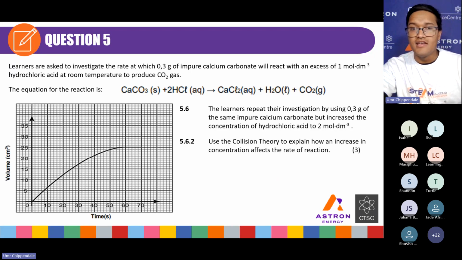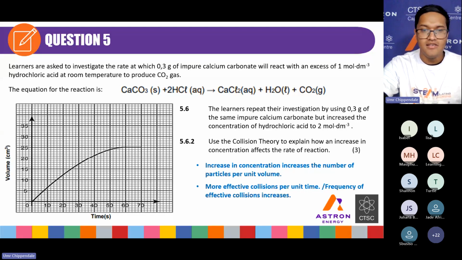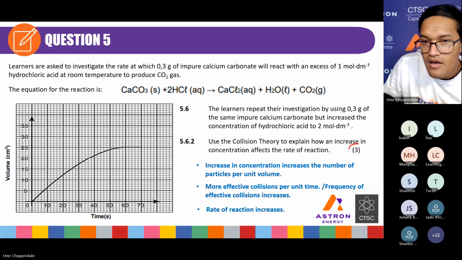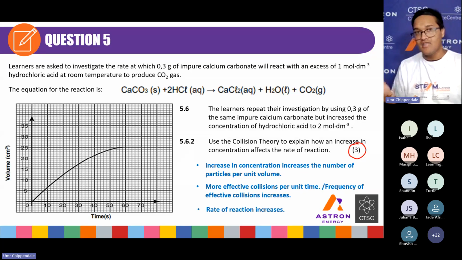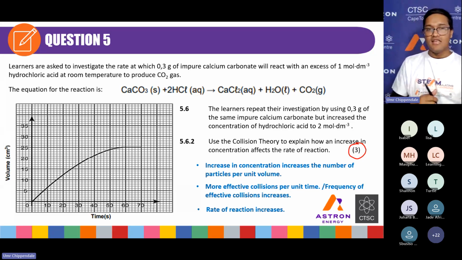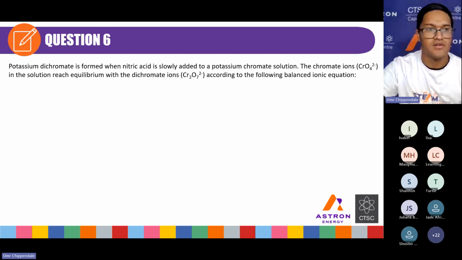5.6.2, use the collision theory to explain how an increase in concentration affects the reaction. And then these three is going to be what you write for your 3 marks over here. Right? So if you increase the concentration, it increases the number of particles, but this is per unit volume, because remember, concentration is number of moles, which could be thought of as particles, divided by your volume. Then that will lead to more effective collisions that's occurring. And because you have more successful effective collisions, that will in turn increase your rate of reaction. And that should be question 5. Yes, this is question 6.